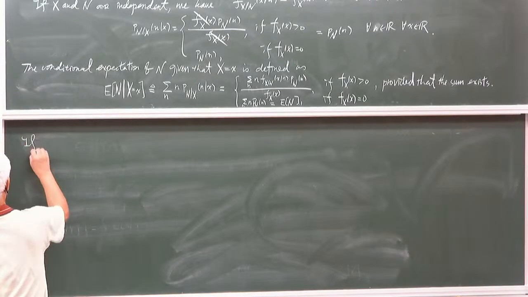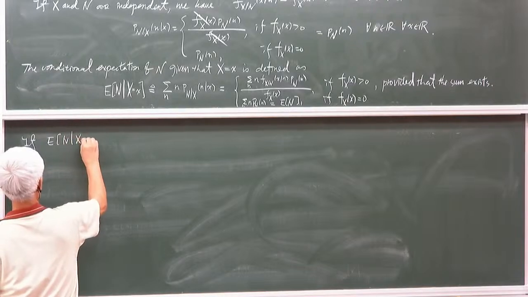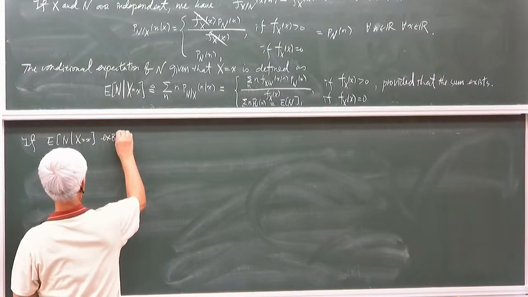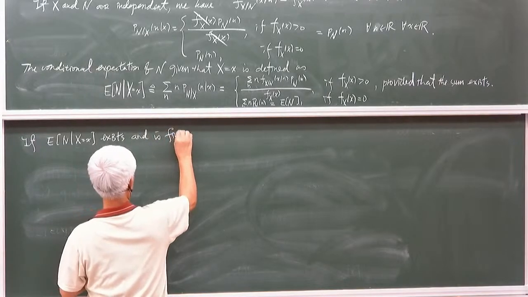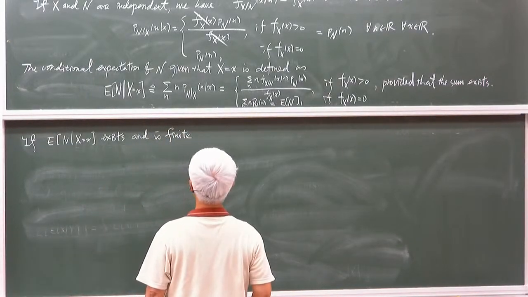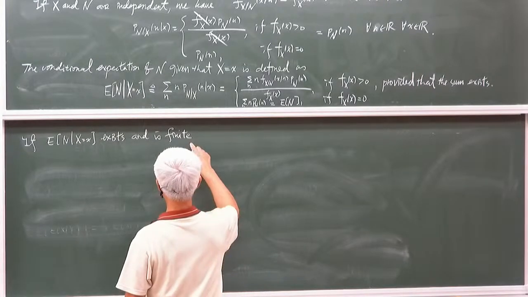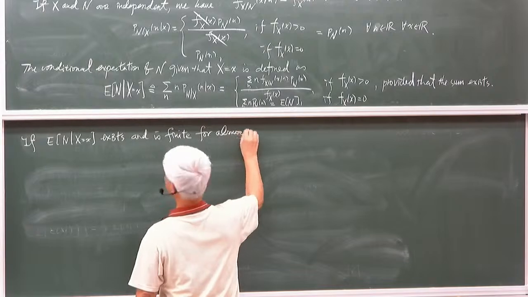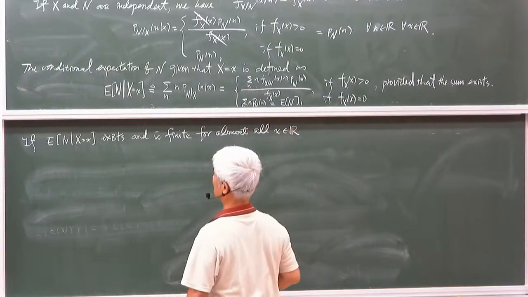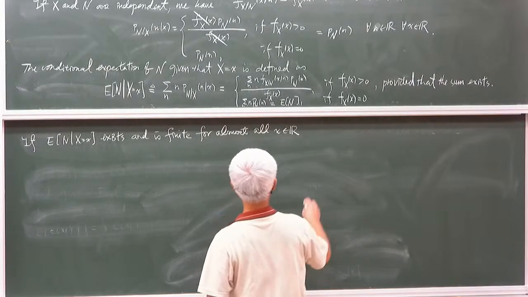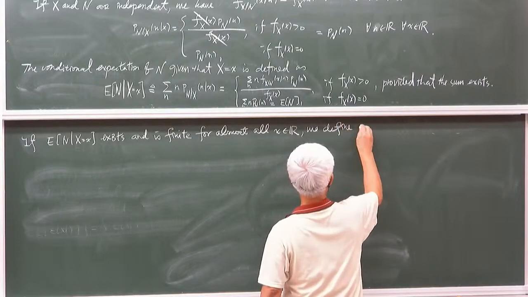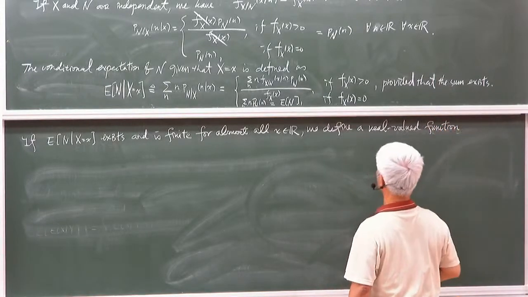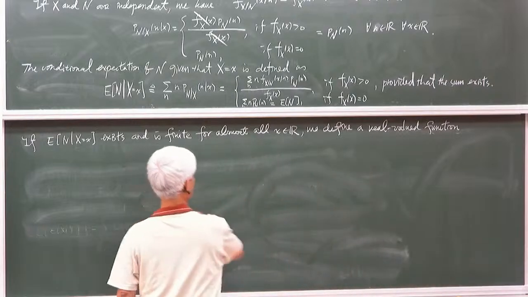Okay, now if this quantity exists and it's finite, so it is finite for almost all x in R. Okay, so we can define a real valued function on R.